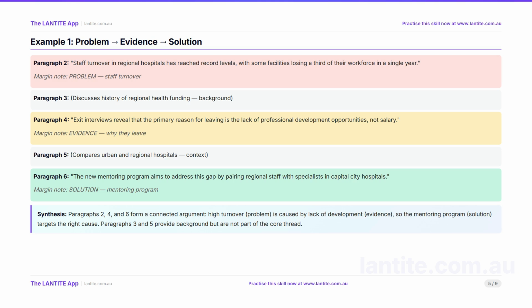Paragraph 5 compares urban and regional hospitals. More context. Paragraph 6 introduces a mentoring program that pairs regional staff with city specialists. You write solution, mentoring program. Now, here is the synthesis. Paragraphs 2, 4, and 6 are connected. High turnover is the problem. Lack of development is the cause. The mentoring program targets that exact cause. That is the thread. Paragraphs 3 and 5 provide background, but they are not part of the core argument.